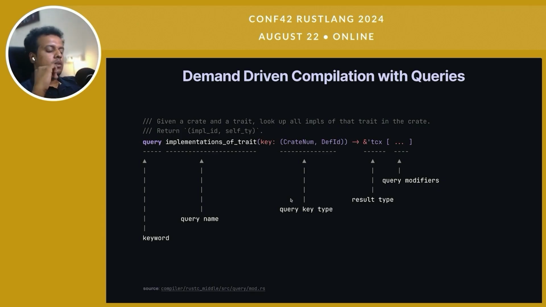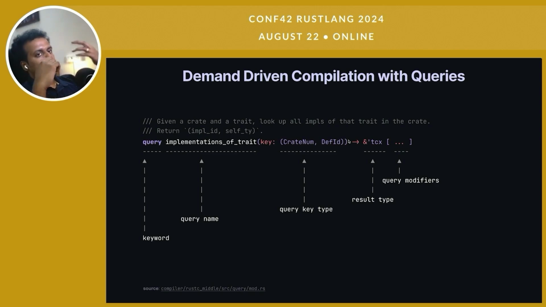I think some context is required here. The def ID identifies a particular definition. It is composed of a crate num, which identifies which crate the definition comes from, and a specific index. And here the result type is a TCX. TCX is an internal representation of the type. Think of this as a context for an internal representation of any type.